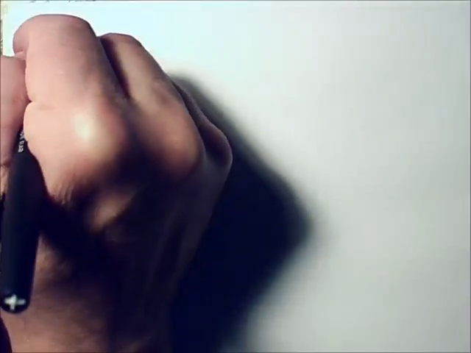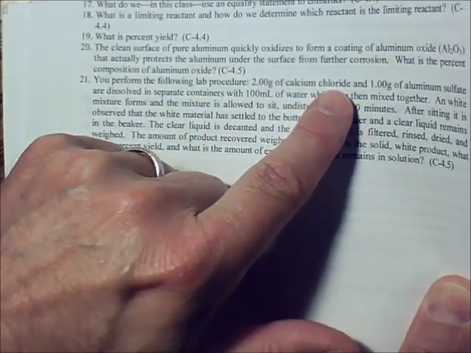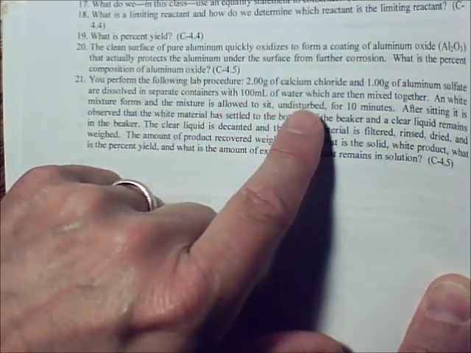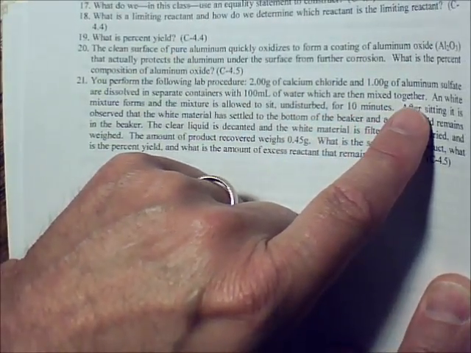So, what other questions do you have about the practice test? Number 21. This is what we've been working on this entire unit, day by day. Evan, focus up here, please. Number 21 states, you are performing the following lab procedure. 2 grams of calcium chloride and 1 gram of aluminum sulfate are dissolved in separate containers with 100 milliliters of water, which are then mixed together.